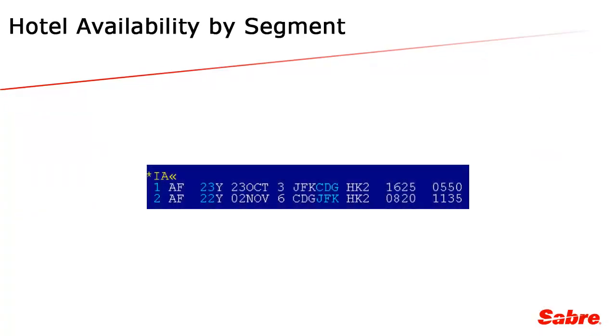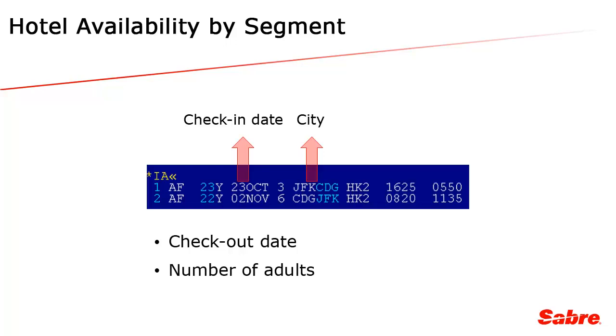For example, if you shop for a hotel by segment number, the system picks up the information from the itinerary segment in the PNR. The hotel availability display assumes the arrival date of the air segment as the hotel check-in date. In this example, the system assumes October 23rd as the check-in date and Paris as the arrival city. You also need to add the checkout date and the number of adults in the hotel availability format.